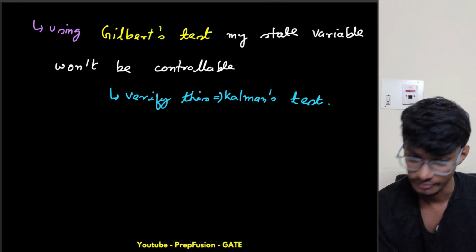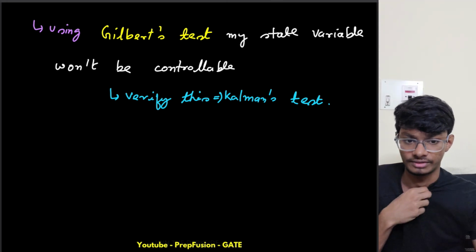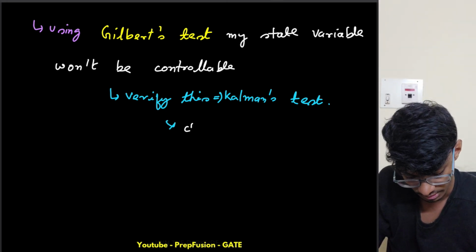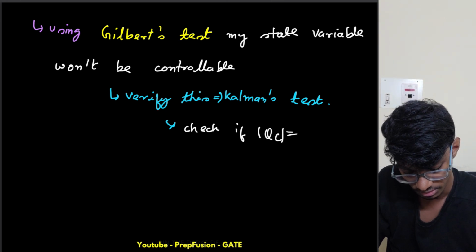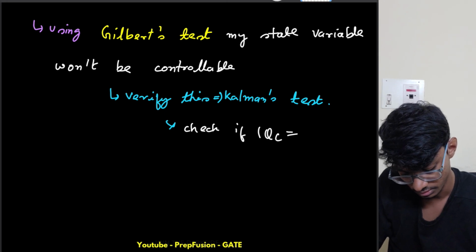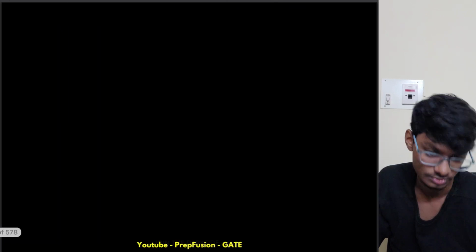A few things you have to do also. You have to practice more calculations for GATE. The calculation should be very fast. So calculate and check if mod of QC is equal to 0 or not. What is mod of QC?